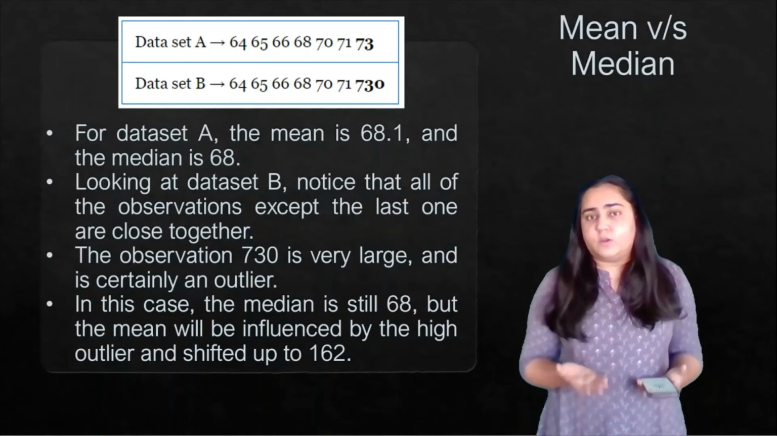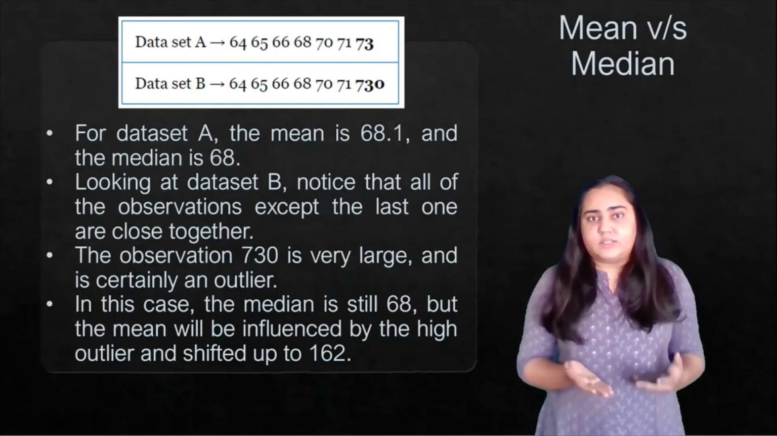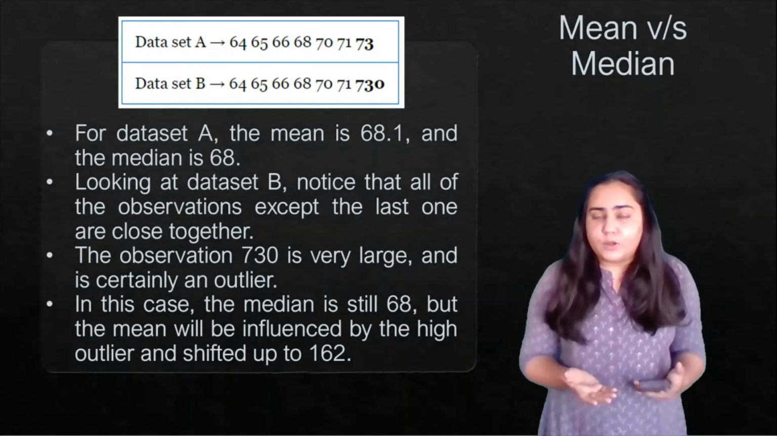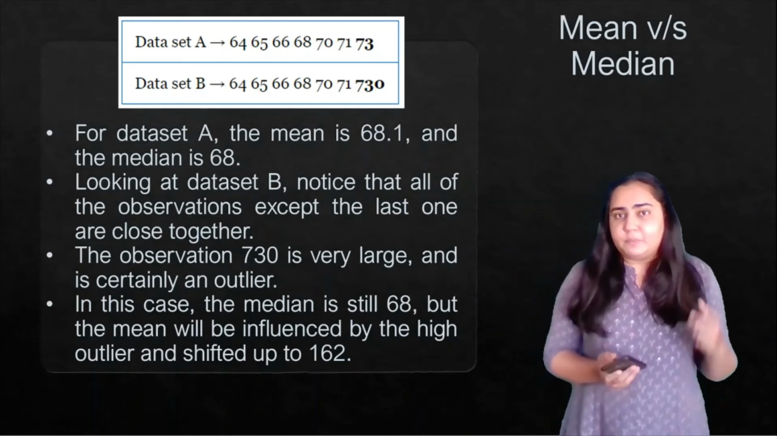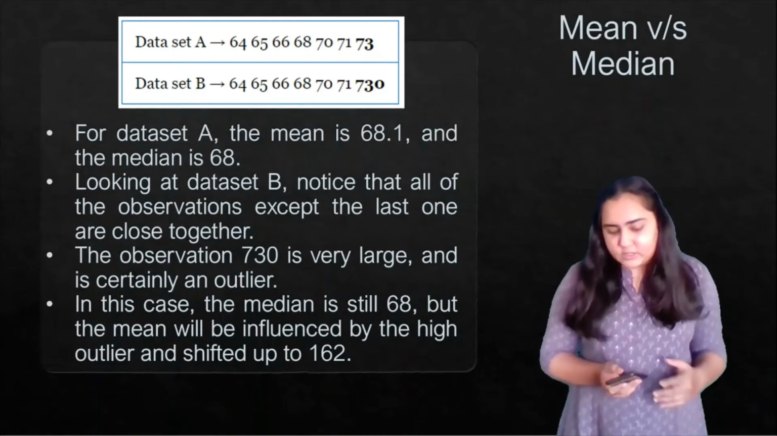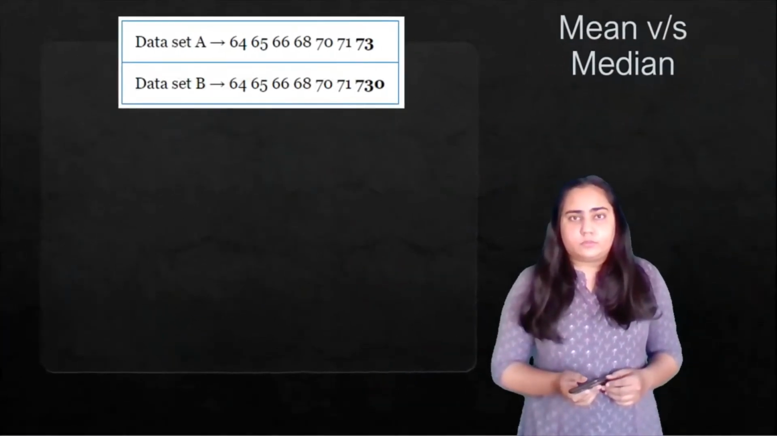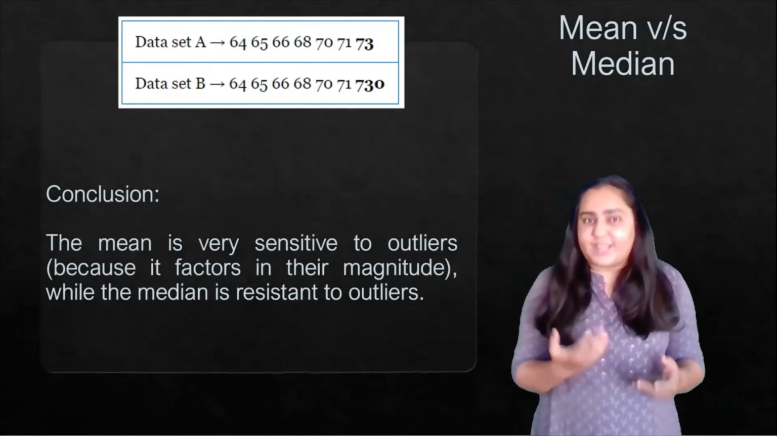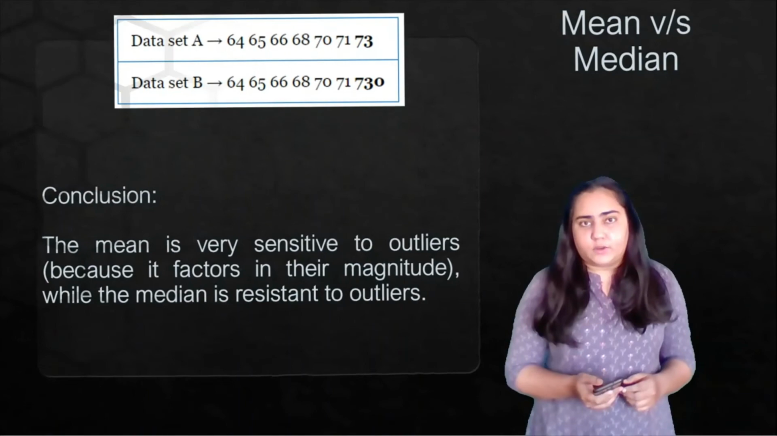But mean is definitely going to change. The mean for data set A was 68.1, but the mean for data set B is 162, and it shot up to this range because of this extra value, which is really large, which is 730. So you see, mean gets very much affected by outliers, but median does not get affected by outliers. So this is the conclusion. Mean is very sensitive to outliers because it factors in their magnitude while calculating the average, but median is quite resistant to outliers.